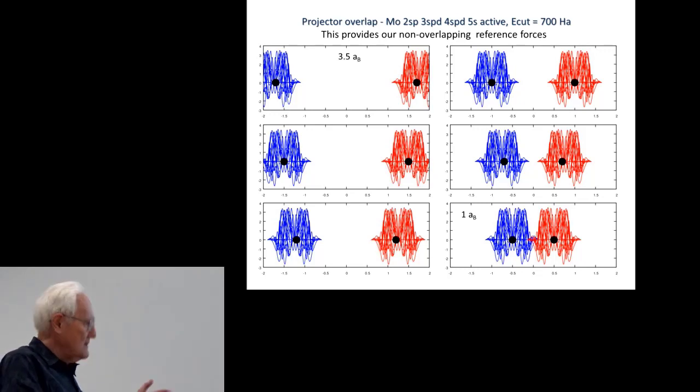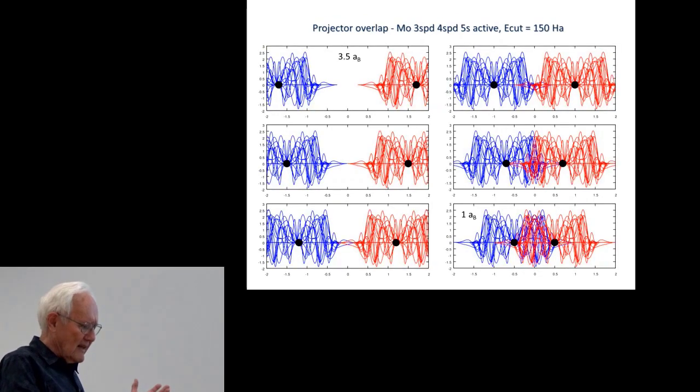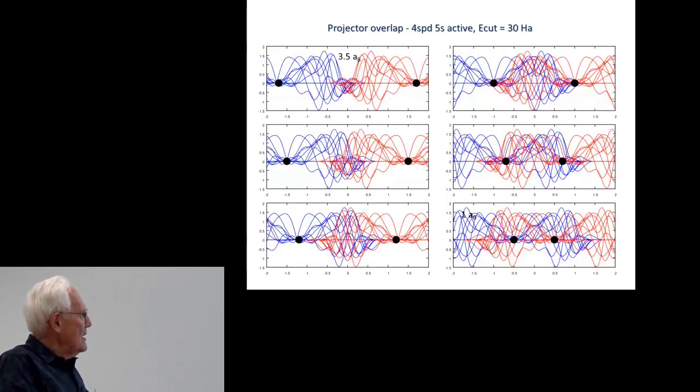So this is one case. Here's the next case. We have now just one deep shell active. And when we get around 2 Bohr, we're starting to get substantial overlap. And by and large, you wouldn't do that. Let's now go to what I call a basic potential. We only have the shallow cores pseudized. And here we've got lots of overlap, ridiculous overlap here over almost the whole range.